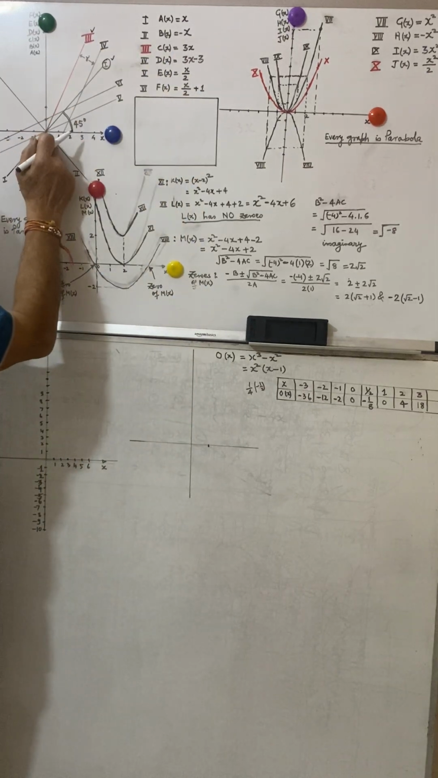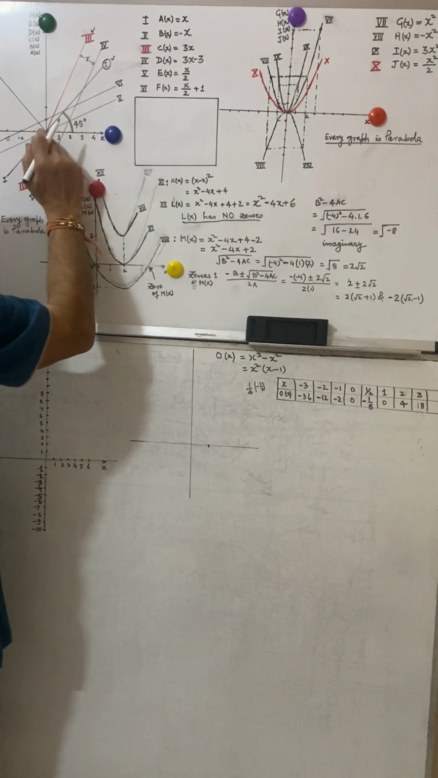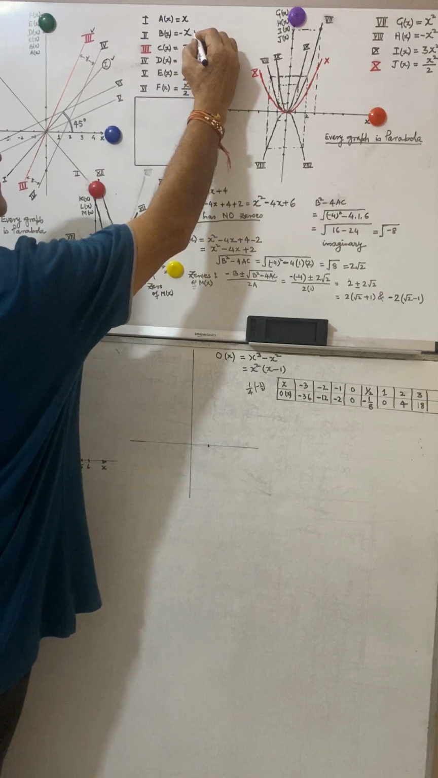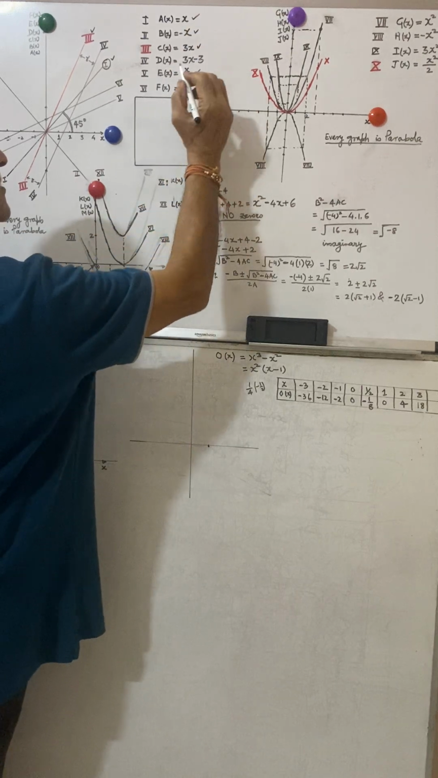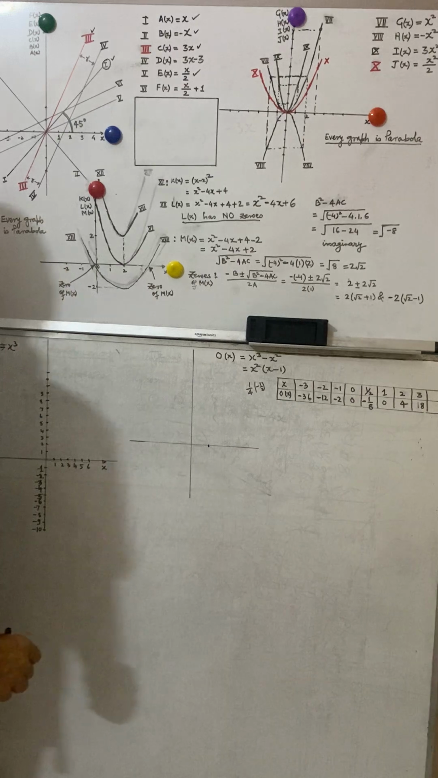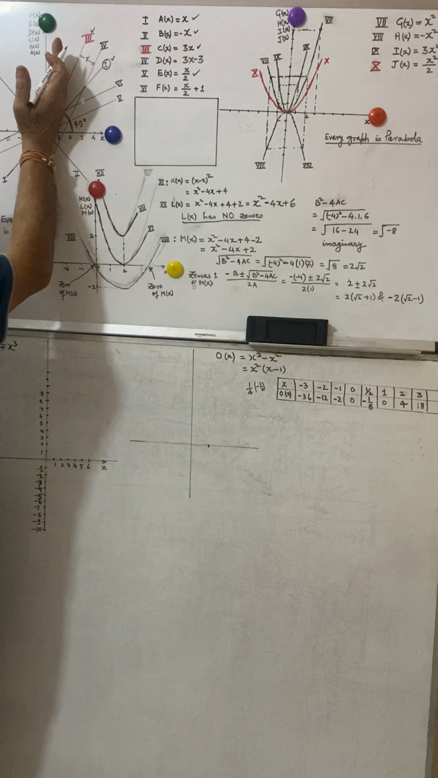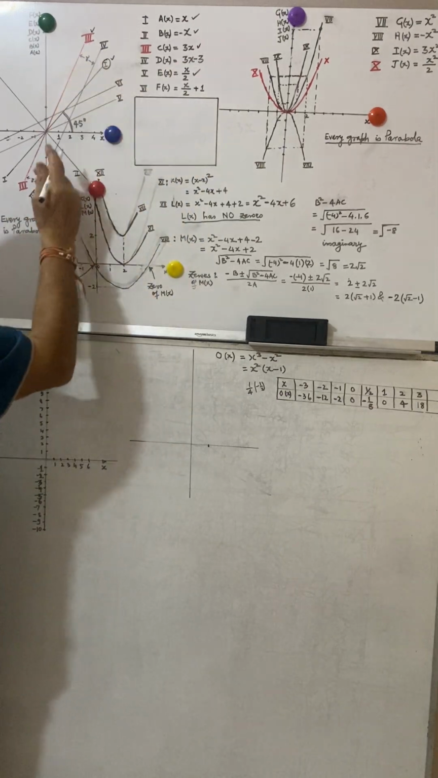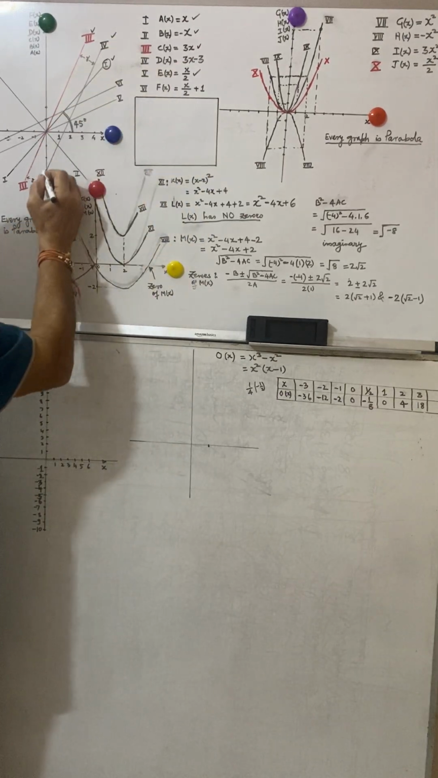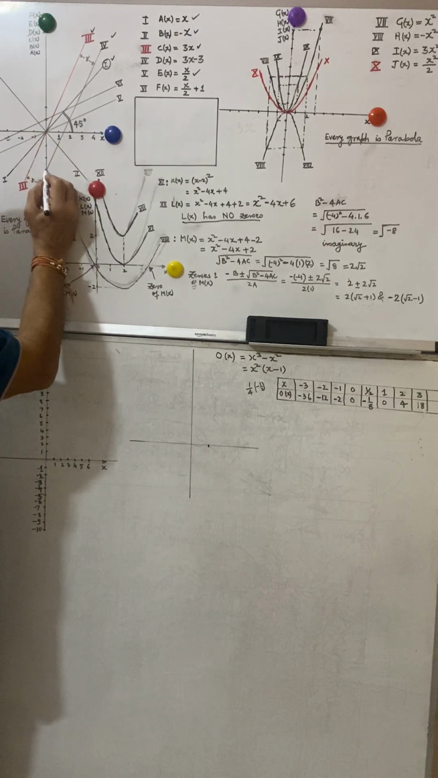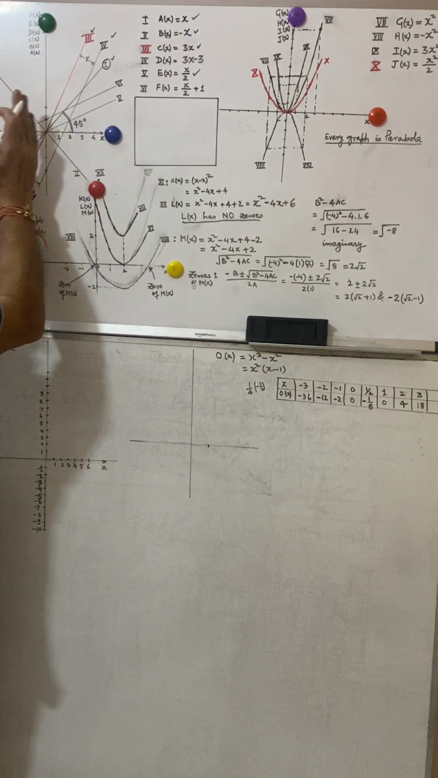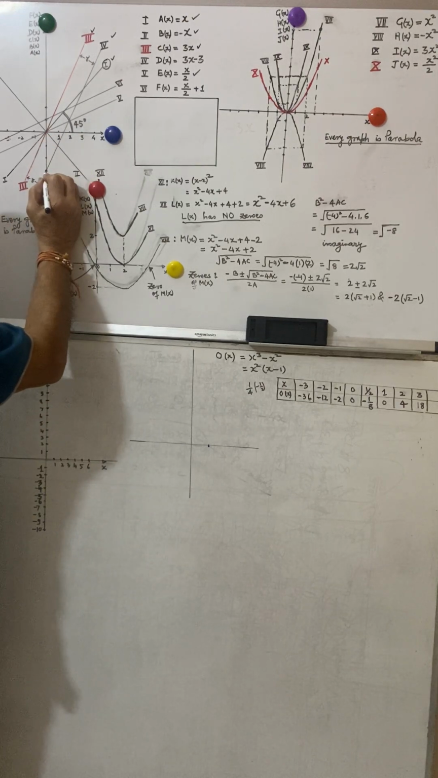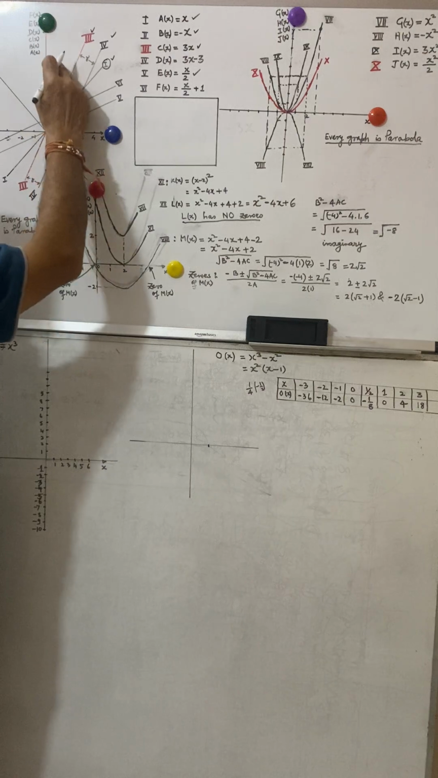It will pass through the origin. So this is 3x. Okay, what is 3x minus 3? This is 3x minus 3, the fourth one, with minus 3 here. 3x minus 3 is parallel to 3x, and passes through this minus 3 point on the y-axis.